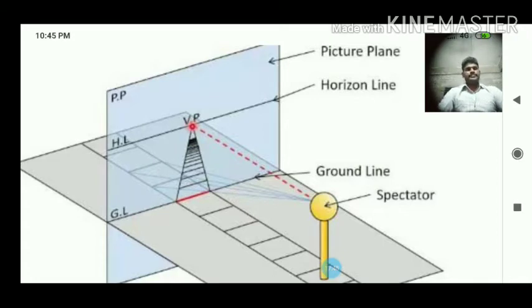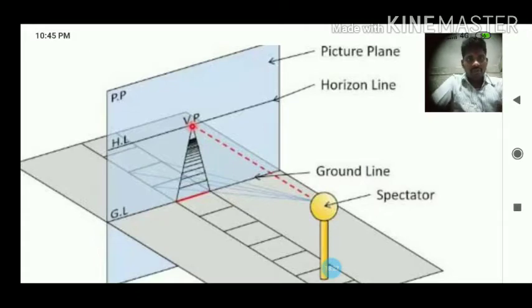I will tell you in a simple manner. A vanishing point is a point where the spectator or viewer at the center couldn't see any further. Look here. VP is the vanishing point. In this diagram, a railway track is there, the spectator is observing the railway track, and the spectator is unable to see beyond this point.